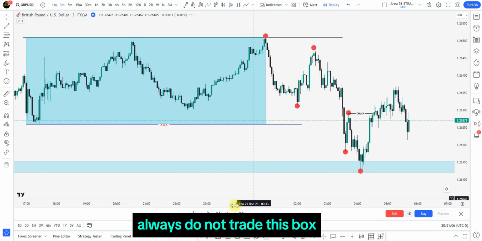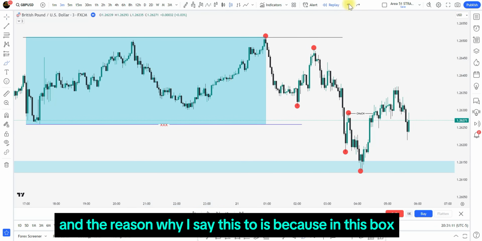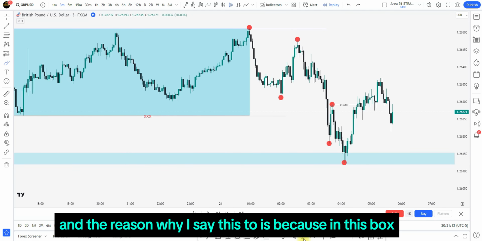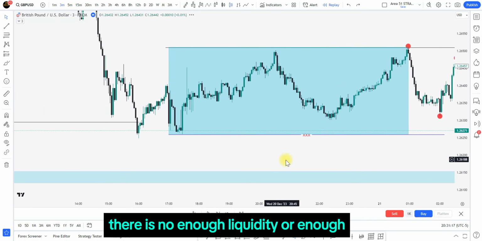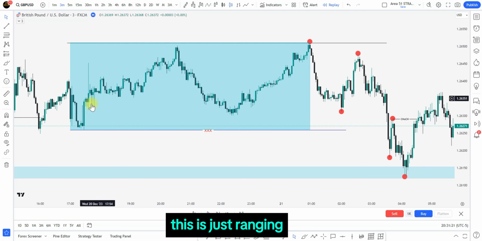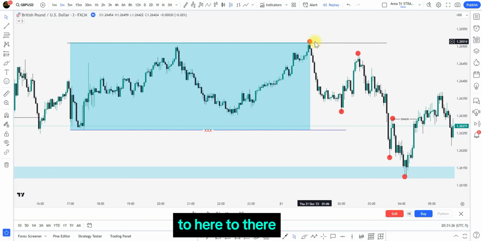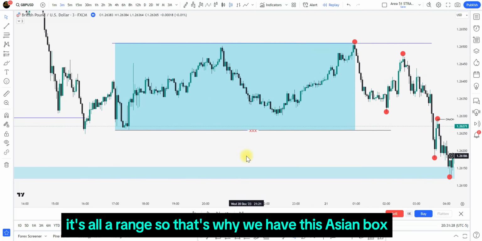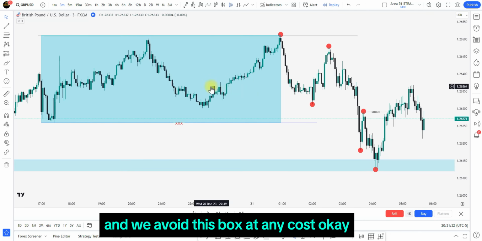Always do not trade this box. And the reason why I say this to you is because in this box, there is not enough liquidity or enough money to exchange. This is just ranging. If you can see, price was trading here to here to here to there. It's all a range. So that's why we have this Asian box, and we avoid this box at any cost.